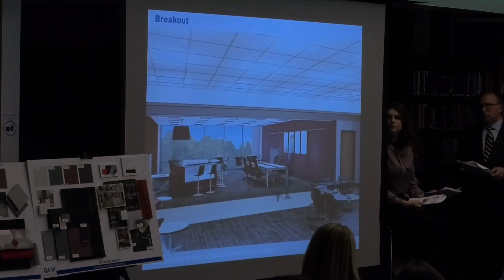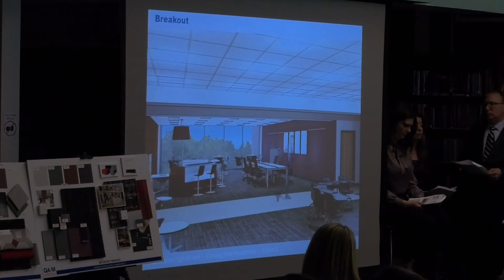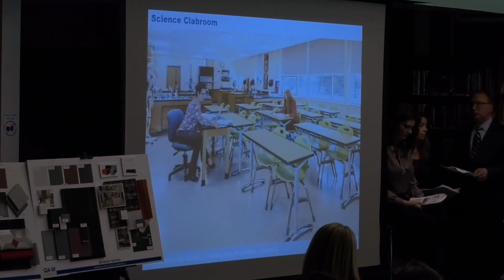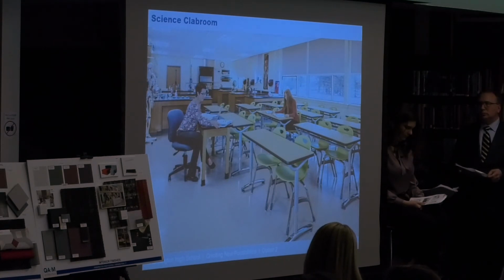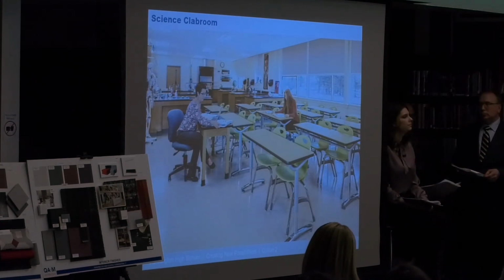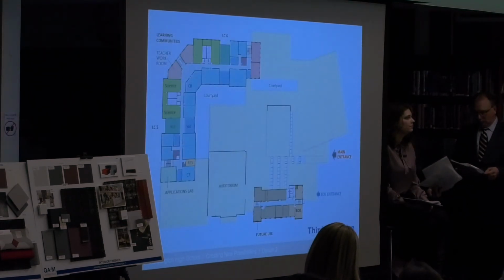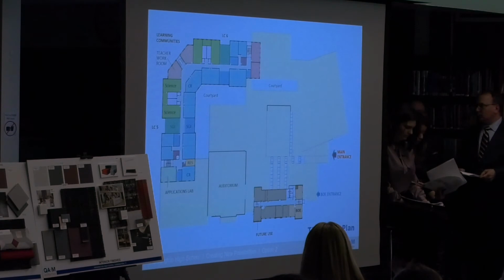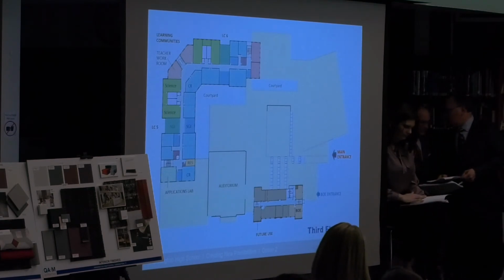Here's an image of what the breakout room and the small group instruction space could look like as it opens up. So one large open space, or you close the folding partition, and now you have smaller spaces. Or science lab rooms, which are combination lab classrooms, an example of a science lab room. The third floor, again, it's a replica of the second floor.